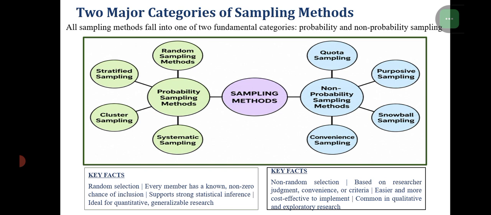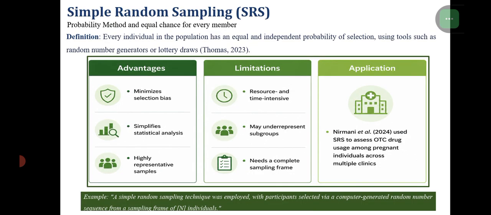So in probability sampling, you have simple random sampling, stratified sampling, cluster sampling, and systematic sampling. While in non-probability sampling, you have quota sampling, purposive sampling or judgmental sampling, snowball sampling, and convenience sampling. Let's move forward. Let's begin with the probability sampling, and first on the list is simple random sampling.